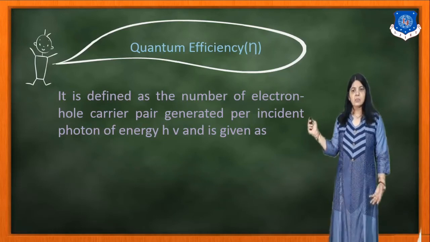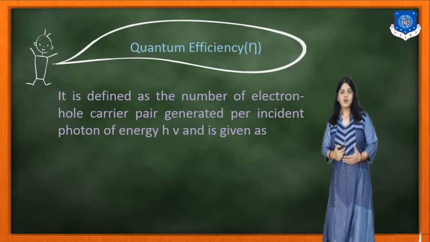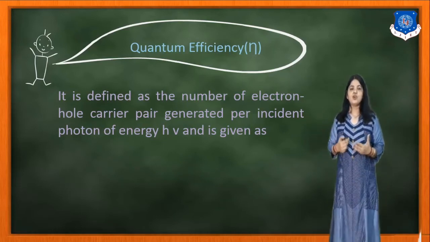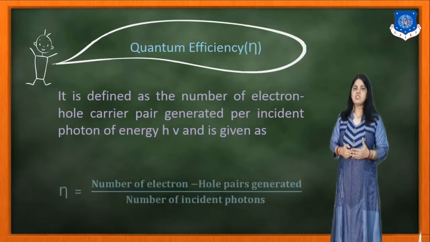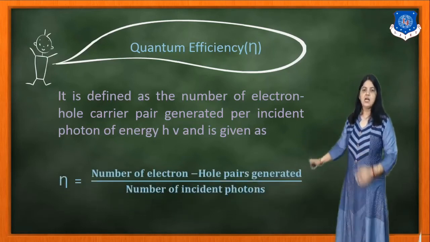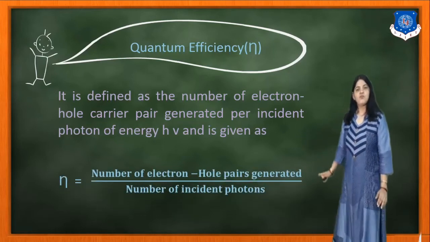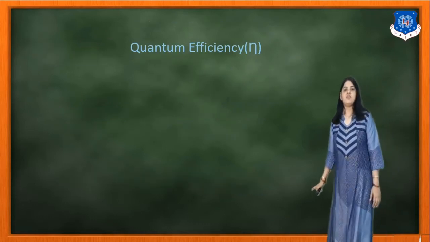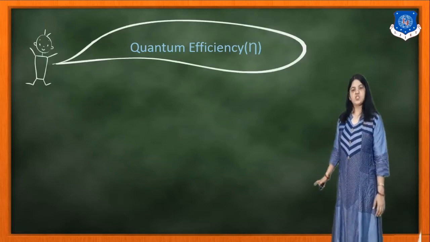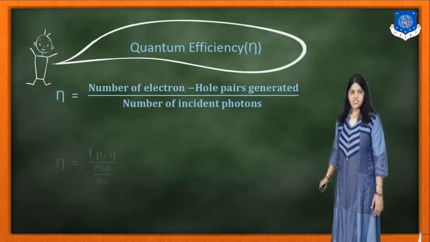The next characteristic is the quantum efficiency, denoted by eta. It is the ratio of the number of electron hole pairs generated per incident photon energy hv, given by eta equals the number of electron hole pairs generated per number of incident photons. So this is the quantum efficiency.